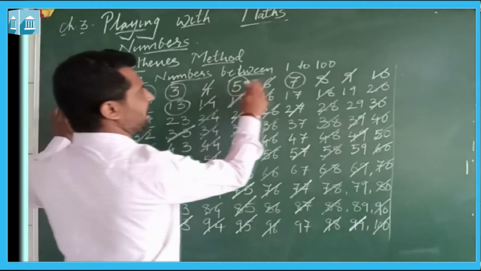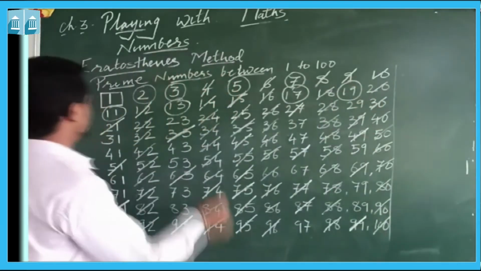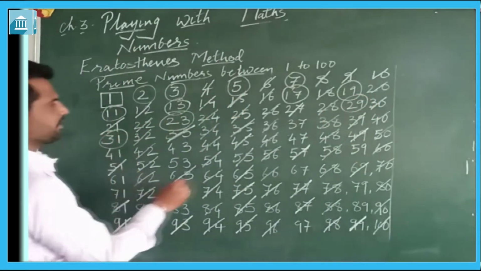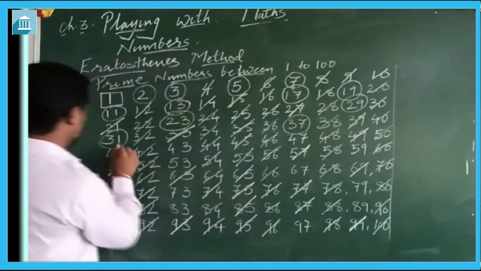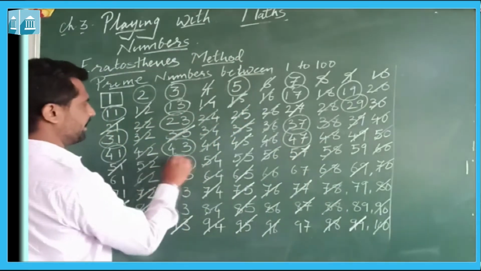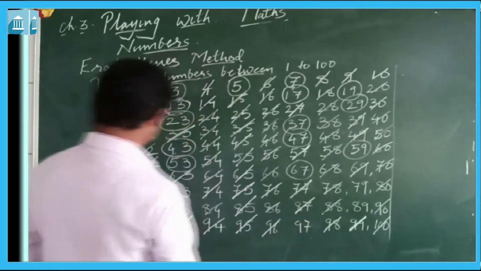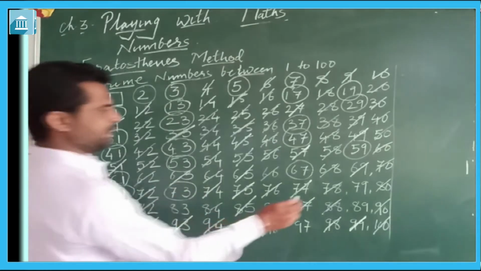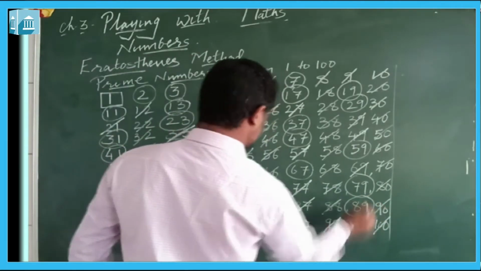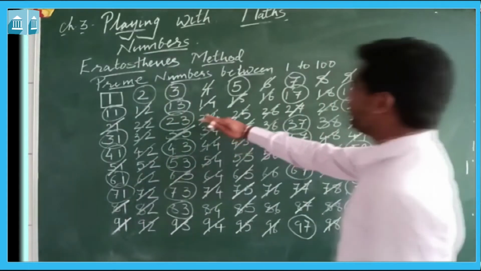We find 2, 3, 5, 7, 11, 13, then 17, 19, 23, 29, 31, 37, 41, 43, 47, 53, 59, 61, 67, 71, 73, 79, 83, 89 and 97. So these are the prime numbers between 1 to 100.